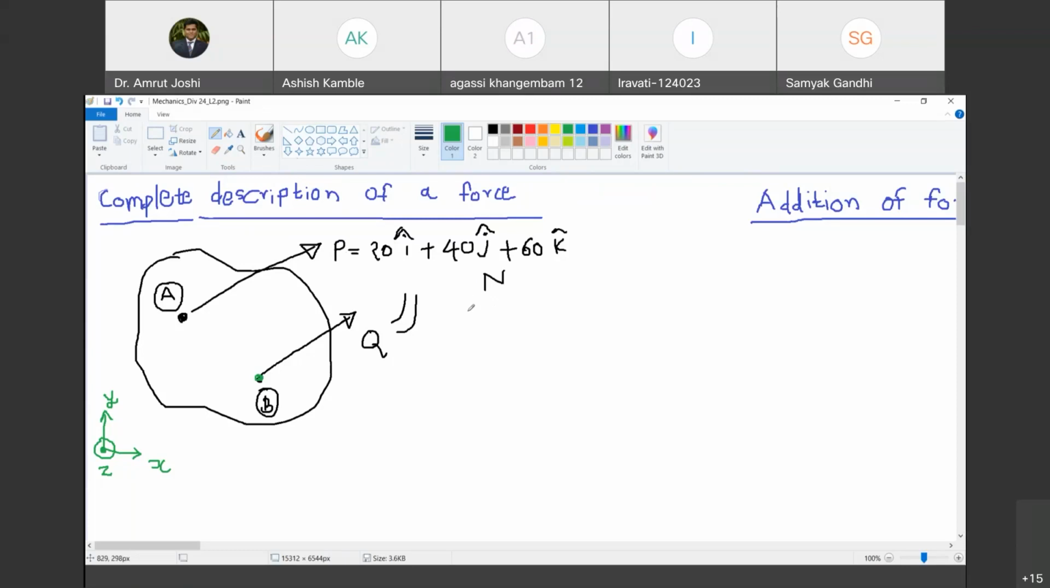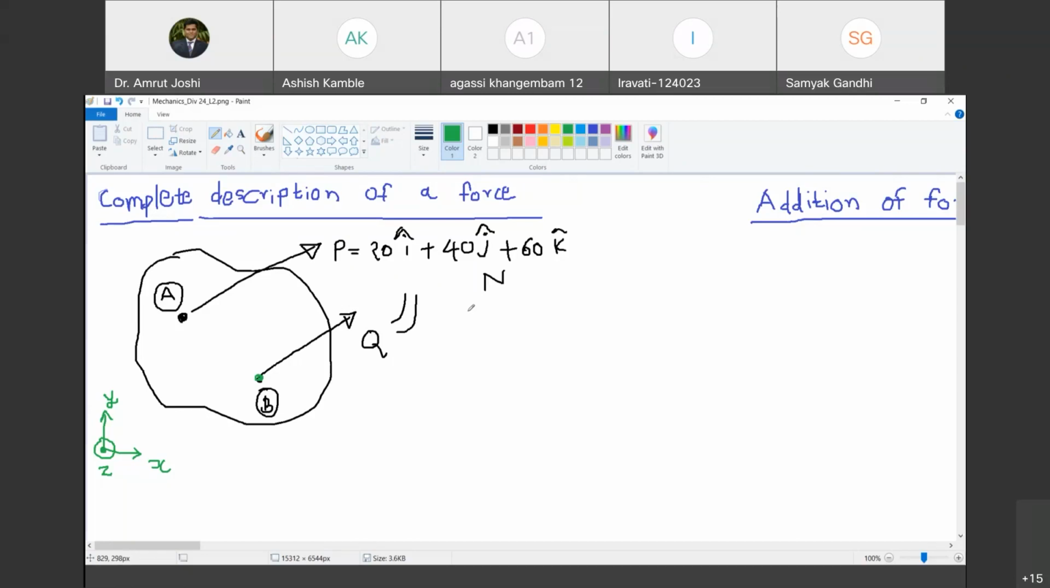Now Q is also given by the expression 20 i cap plus 40 j cap plus 60 k cap. And also it is expressed in newtons. So therefore, as far as a mathematician is concerned, P and Q are same. Do you agree with me, Ashish? Yes. Okay, but are they same?